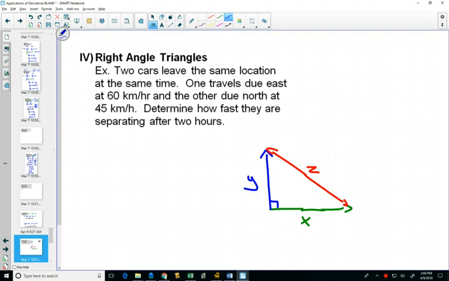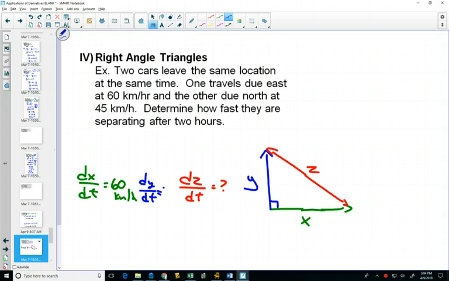What do we want to find? We want to find dz dt. Do we know the other things? Do we know how fast dx dt is? Well, dx dt is due east at 60 kilometers per hour. Do we know dy dt? Yes. That one's traveling at 45 kilometers an hour.